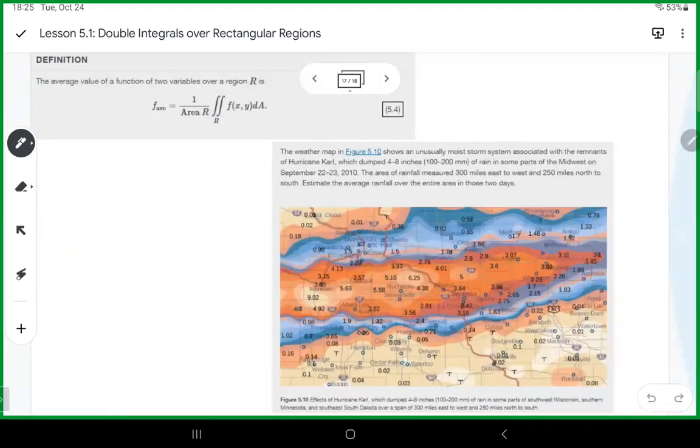All right, go ahead and check out this definition and check out the weather map for a minute. It's going to help us with our next application-based example.